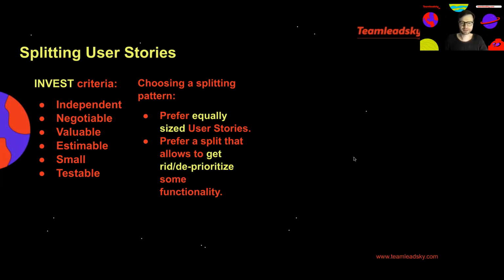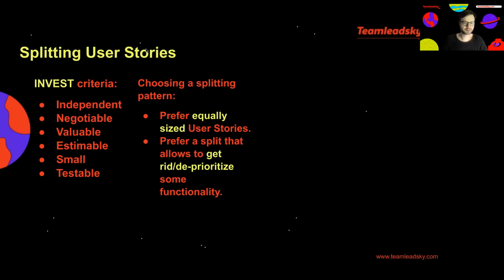As a rule of thumb, it always makes sense to choose a split that allows you to, so to say, maximize the amount of work not done. So get rid of some or deprioritize some of the functionality, because we all know that usually 20% of functionality achieves 80% of the outcome. So achieving more with less is always a good idea.